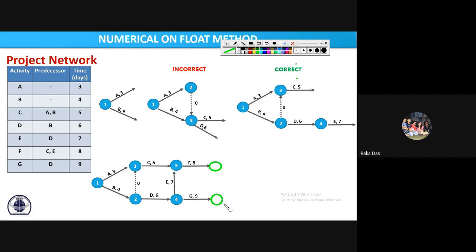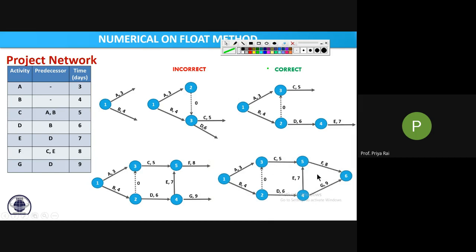No, ma'am. No, because it's entangled, and there should be one tail event and one head event. So we will merge these two arrows together into only one event, which is your head event, or we can say finishing event. So now your diagram is completed. So first problem solved. The first problem is to draw the network diagram.